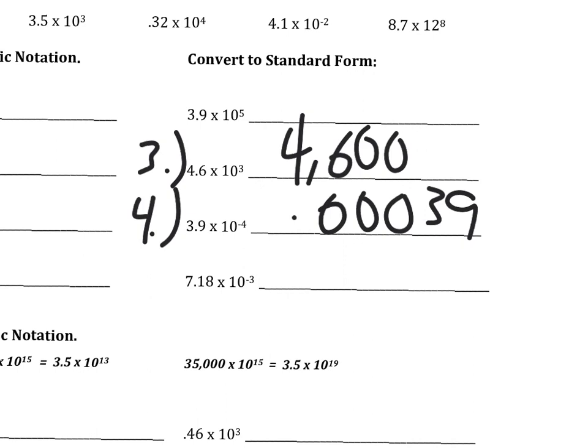All right, here's number 3 and number 4. 4.6 times 10 to the 3rd. So the decimal point started right here, and you had to move it 3 spots. 1, 2, 3. So 4,600. Number 4 is 3.9 times 10 to the -4th. So your decimal point started right here, and it moved 4 spots to the left to make the number smaller by a power of 10 4 times. 1, 2, 3, 4. So there's your decimal point right there.